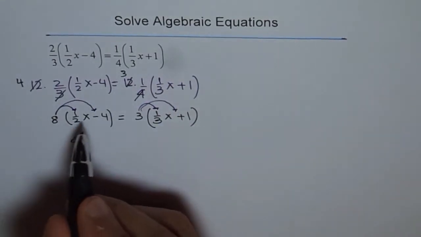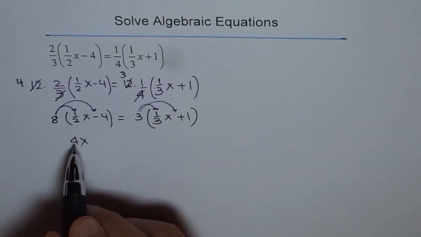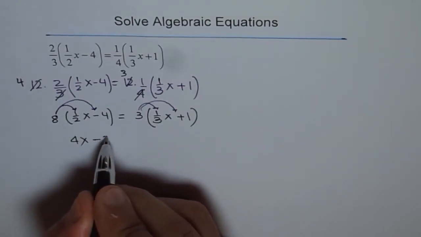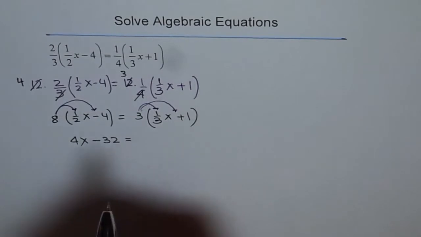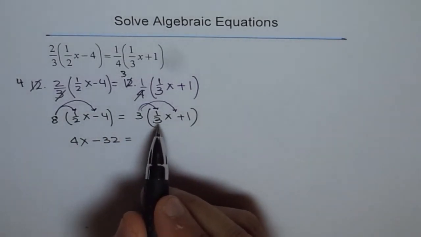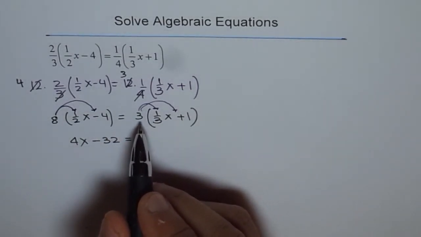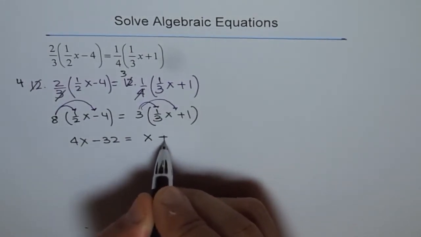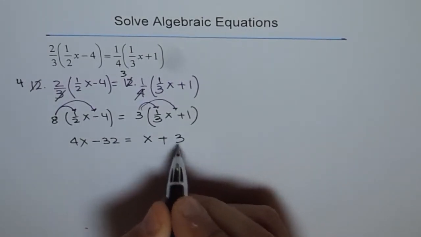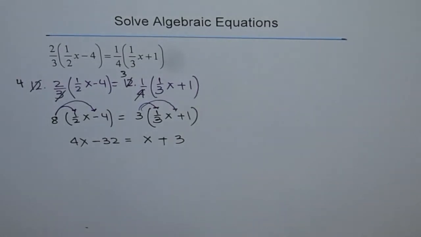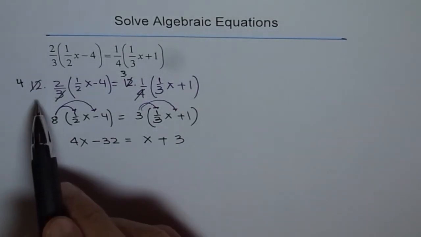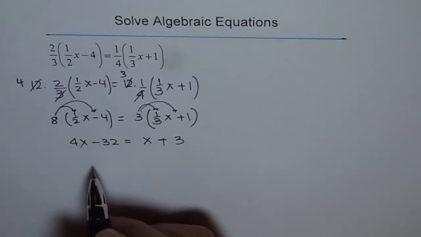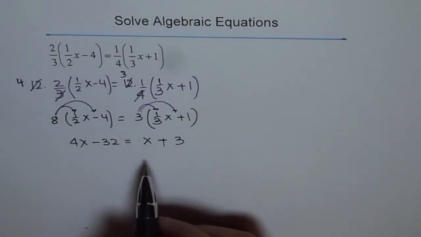So we'll get half of 8 is 4. So 4x minus 8 times 4 is 32. So minus 32 equals to 3 times 1 over 3 is just 1, right? So we are left with 1 times x, which is x, plus 3 times 1 is 3. Wow, we got rid of both the fractions. Fractions inside and fractions outside. That's a good step. So now we can bring like terms together.